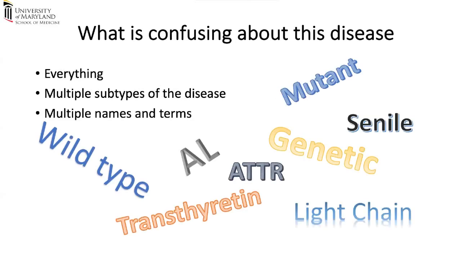Now, I find this disease very confusing. There are multiple terms, multiple subtypes, multiple names, and it's easy to get kind of lost in the sauce with this thing. You hear wild type and AL and transthyretin, light chain, senile, genetic, mutant, and it can be very confusing. So I'm going to try to explain it in some simple terms so we're all on the same page when we use different words to describe the same thing.